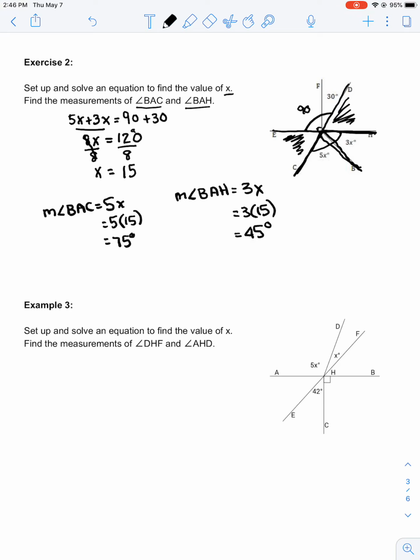So now for example 3, we have to find the value of x, and again we're going to find the measurements of DHF and AHD. And again we have two vertical angles here. We have our angle here, and we have our angle here.